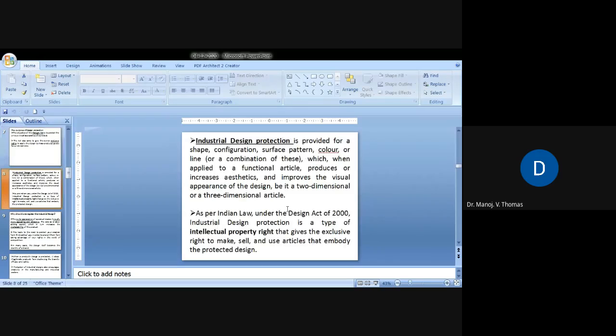Industrial design protection is provided for a shape, configuration, surface pattern, color, or line, which when applied to a functional article produces or increases aesthetics and improves the visual appearance of the design, be it a two-dimensional or three-dimensional article. As per Indian law, under the Designs Act of 2000, industrial design protection is a type of intellectual property right.